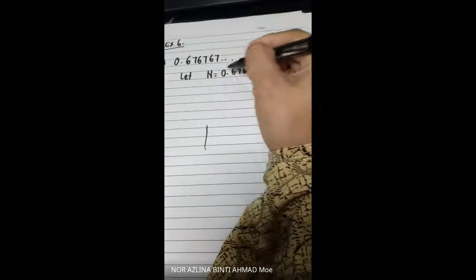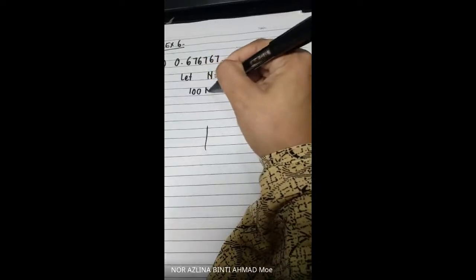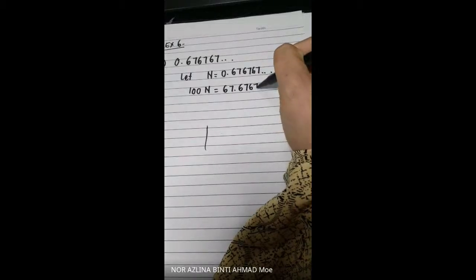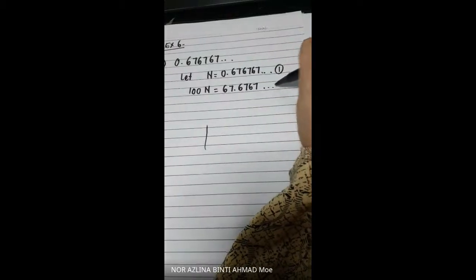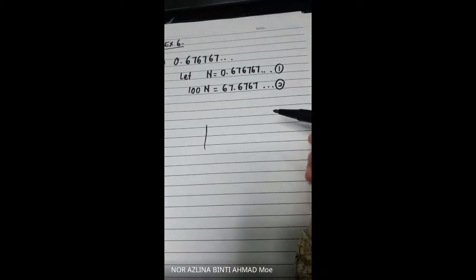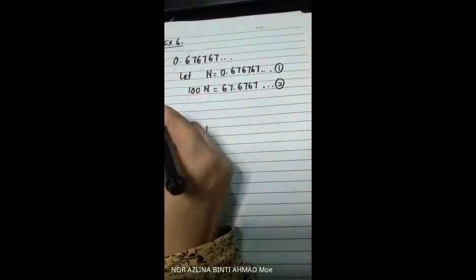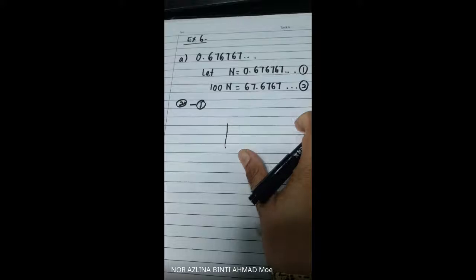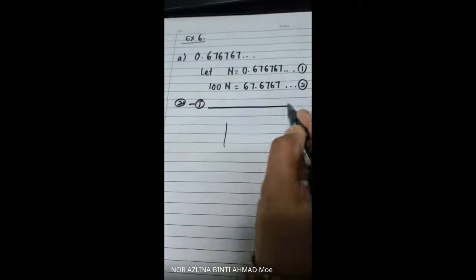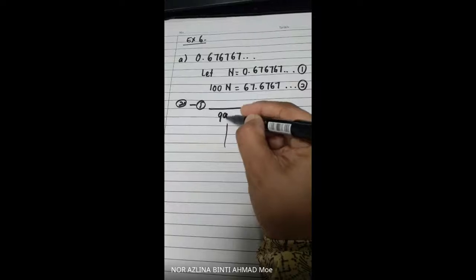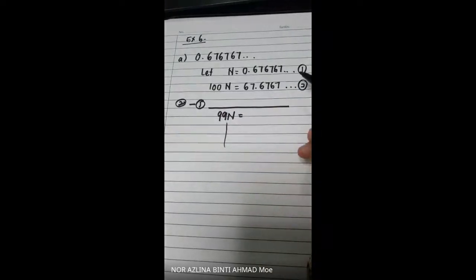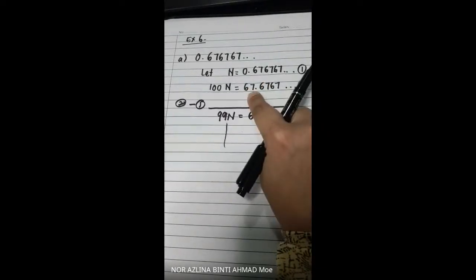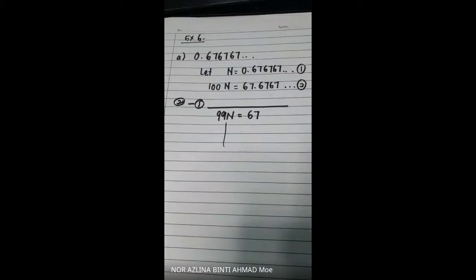Second equation, we multiply both sides by 100, so 100n equals 67.6767. This is equation number 2. And we do equation 2 minus equation 1. Okay, this is 99n equal to 67.